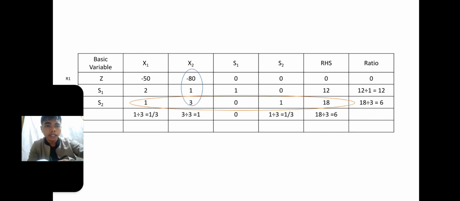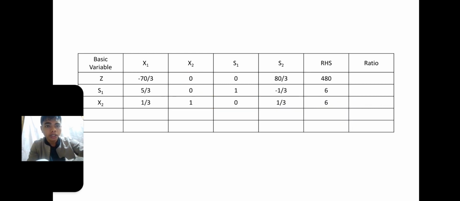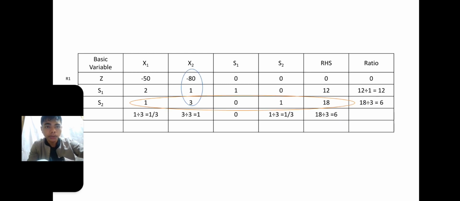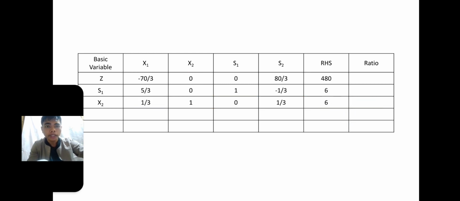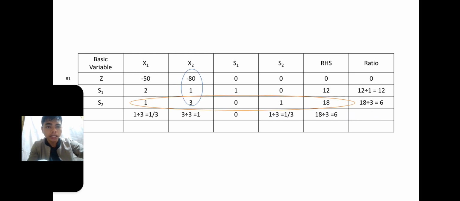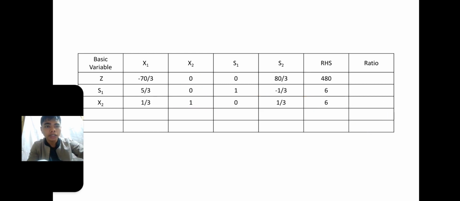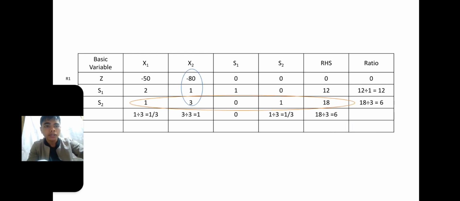Okay, but because I'm nice, I'll explain it here. 2 divided by 1 times 1/3 is equal to 5/3, while 1 minus 1 times 1 is equal to 0, and 1 minus 1 times 0 is equal to 1, and 0 minus 1 times 1/3 is equal to negative 1/3.